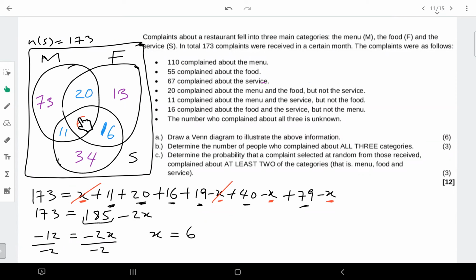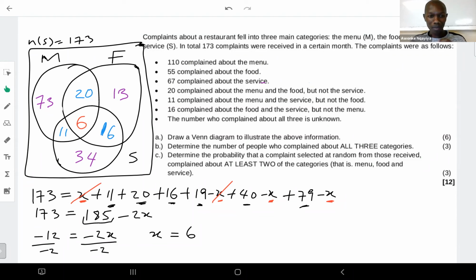Complaints cannot have a negative quantity. It can't be negative 6 complaints, or negative 4 complaints, you see. Another thing, you cannot expect a fraction over there. You cannot expect, let's say, 0.5 complaints. You cannot expect 1.5 complaints.